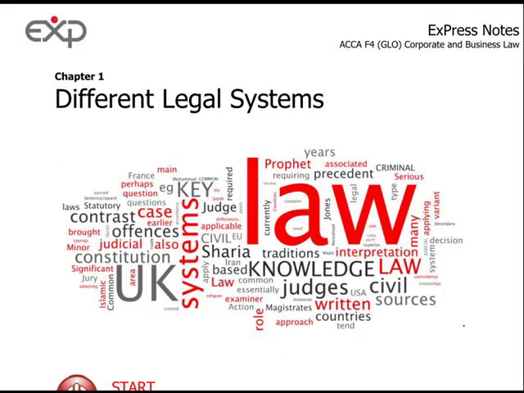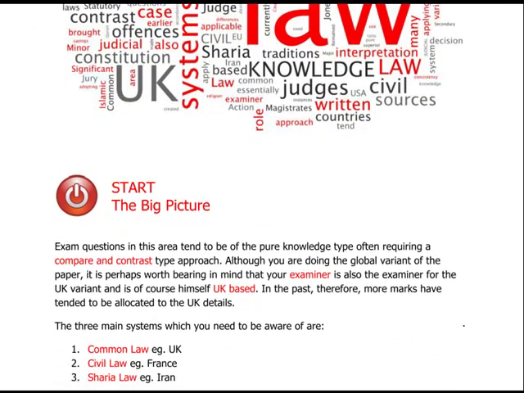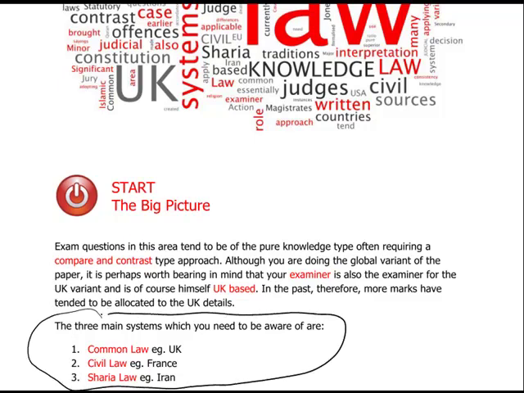Okay, chapter 1, different legal systems. What are the different legal systems? Well, there are three main ones that we're going to look at. They're called the common law, which is something that's set out in the UK, civil law, which is something that operates within France, and Sharia law, which operates within countries like Iran.